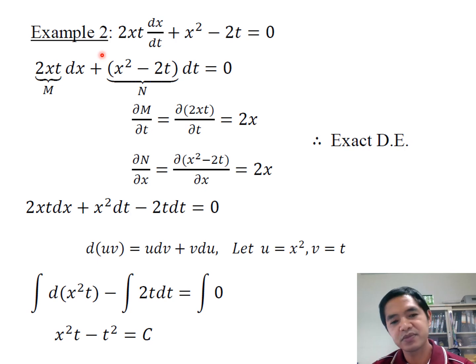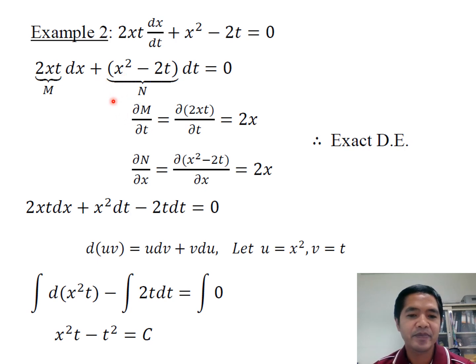When you look at this, at the beginning you don't know which method you have to use, but if you want to try the exact differential equation, you have to separate the terms of dt and dx, right? So you rearrange to get the term with dx and another term with dt. The term with dx, we get 2xt, which is the function M, and the term with dt, we get x squared minus 2t. So now you do the partial derivative of each term. The one with dx you differentiate with respect to t, and the one with dt you differentiate with respect to x, which is easier to remember.